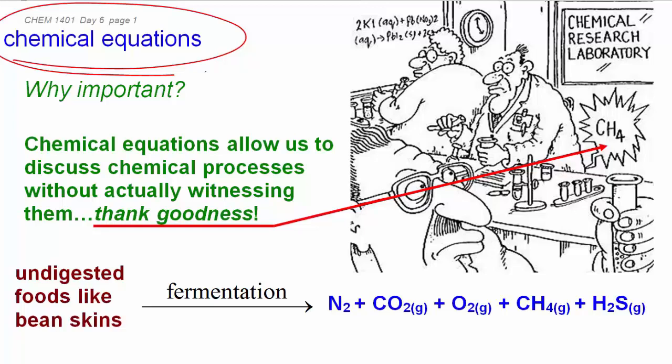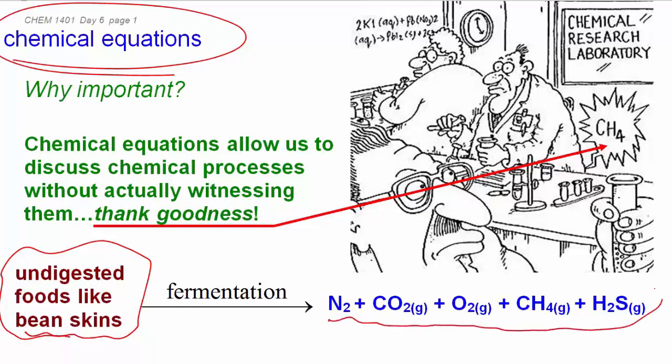And for example, with tooting, if you have some undigested bean skins, it creates these products. And pretty much all of them, you can't smell it. It's the sulfur compound that really makes toots stink.